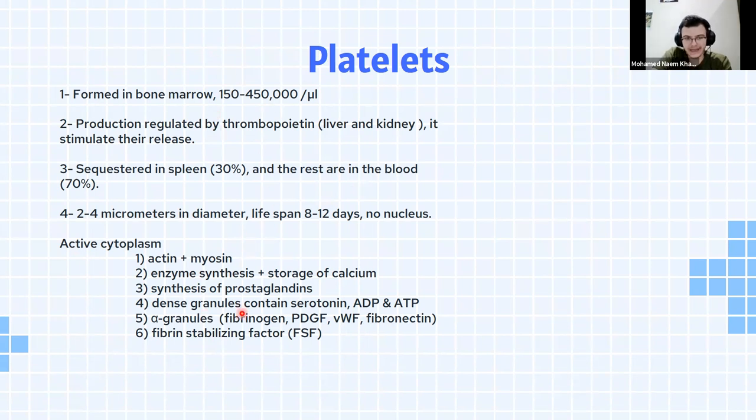I'm not going to add any extra content. Any questions about all of these? Know that they're in the bone marrow. You've got to know that they could tell you the bone marrow is damaged. What would happen? The platelet count will go down. You've got to know that thrombopoietin is important for their production. It's from the liver and the kidney. It stimulates the release and production.